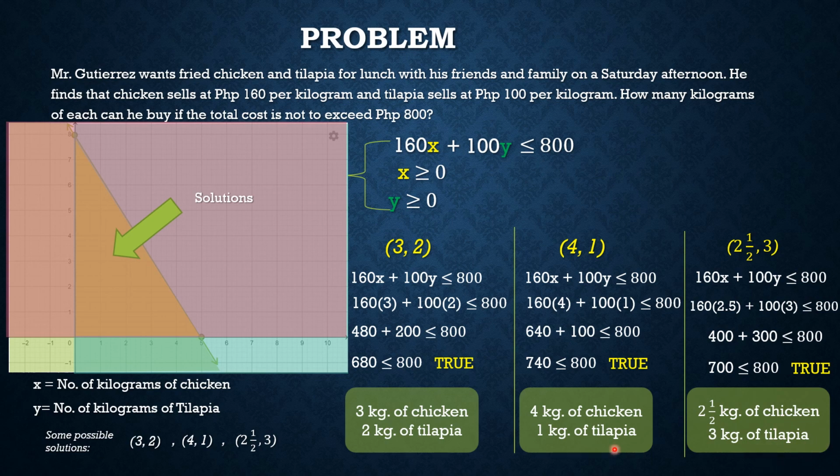And that depends on Mr. Gutierrez pagdating niya dun sa palengke. Because these are just some of the possible solutions na pwede niyang bilhin dun sa palengke. So pwede muna, kasi possible, dagdagan natin yung context ng problem, maaaring tanungin niya muna yung mga bisita niya sa bahay. Sino ba yung mahilig sa chicken? So technically, mas maraming chicken yung bibilhin niya. Sino ba mahilig sa tilapia? So kung gano'n, mas maraming tilapia yung bibilhin niya. As long as hindi dapat lumagpas ng 800 pesos kasi yun lang yung budget niya.